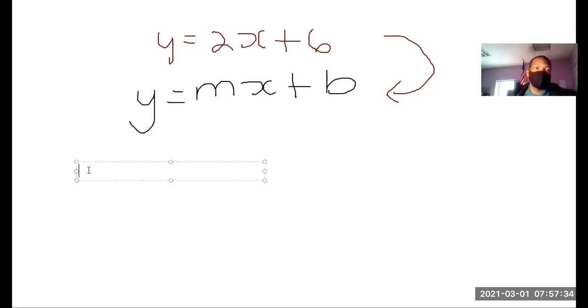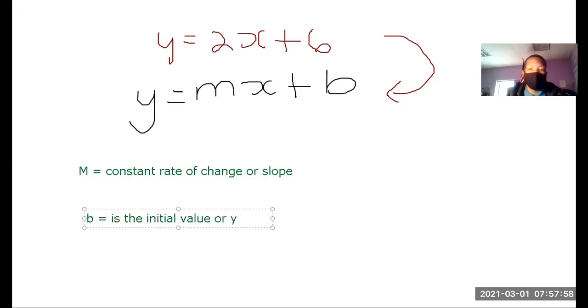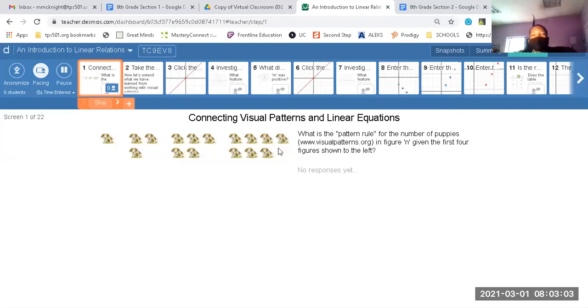I want to say m is the constant rate of change, or we're going to call it the slope. And then b is the initial value or y-intercept. And then we'll talk more about what the m or slope is, or what the initial value and y-intercept is. So let's look at this example.